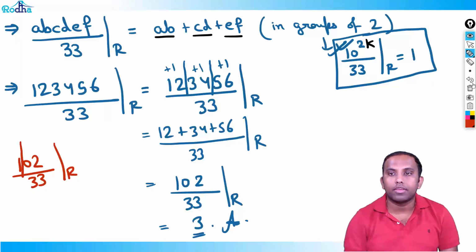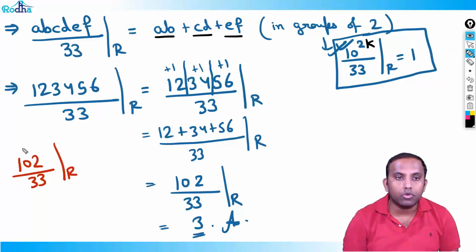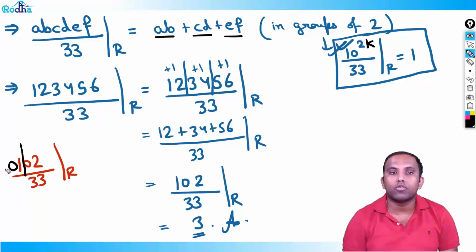So let's say here, 102 by 33. Again make groups of 2, 2. So I can put 0 here to make a group of 2, 2. So this is again plus 1, and this is again plus 1. Why? Because in the first group of 2 nothing will come as common, so 1 by 33 remainder is plus 1 only. From the next group of 2, 10 square will come as common, and 10 square by 33 remainder is plus 1 only, right?